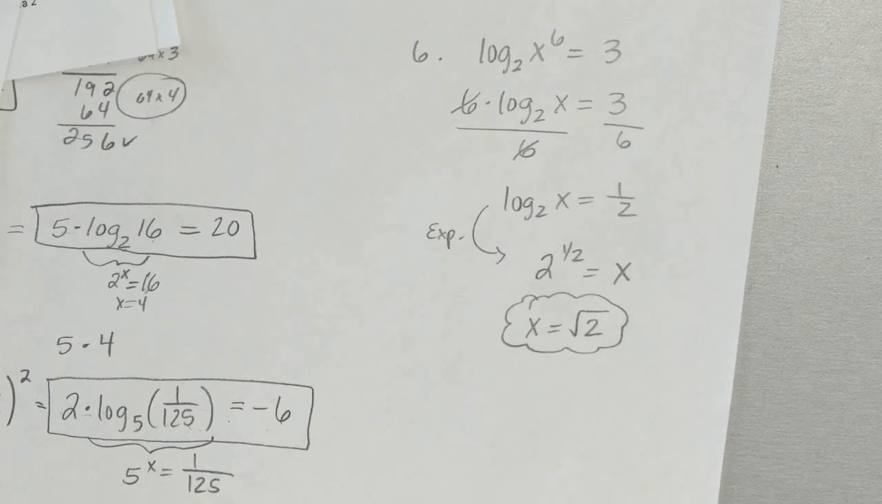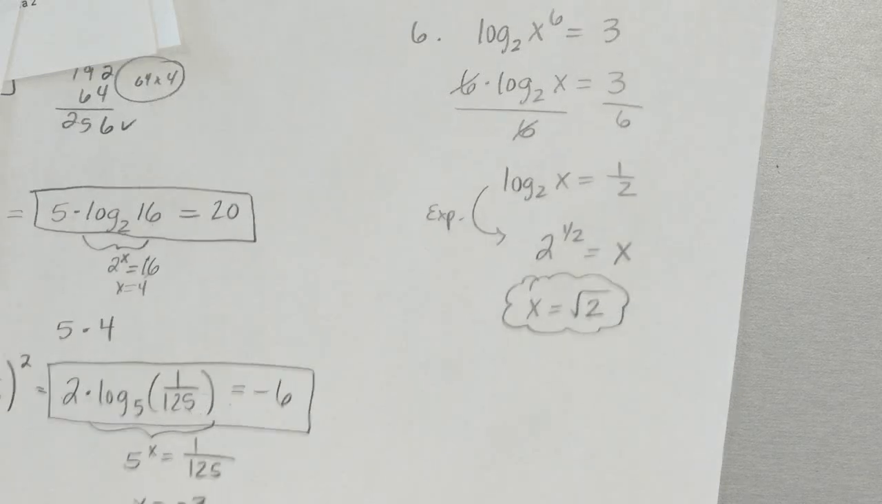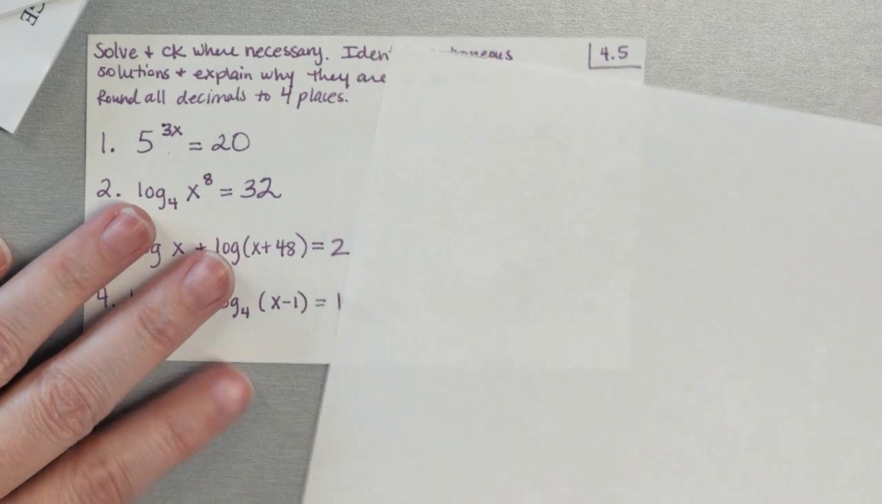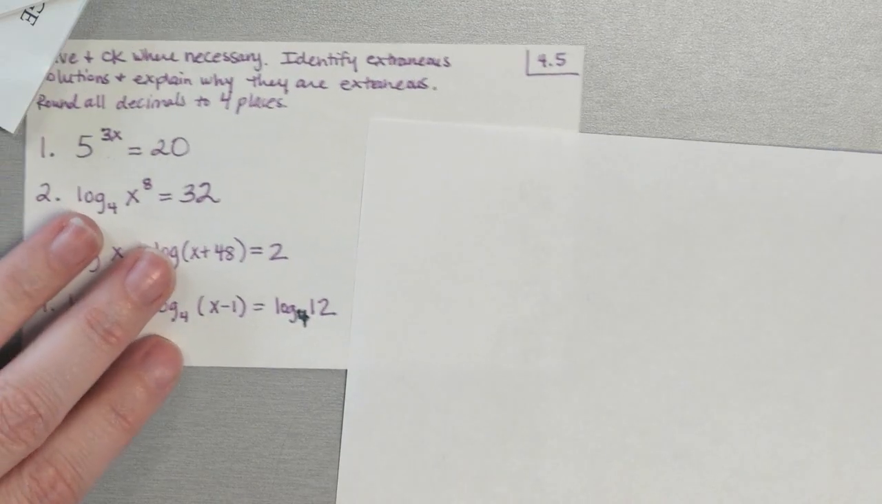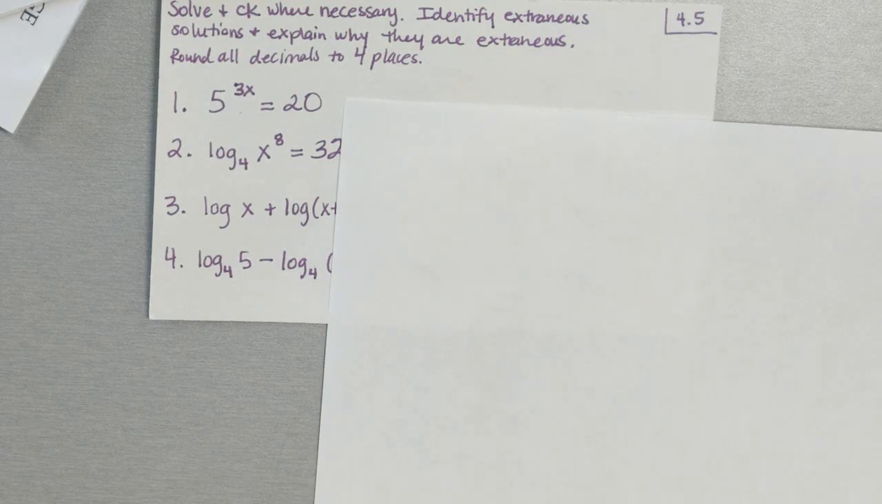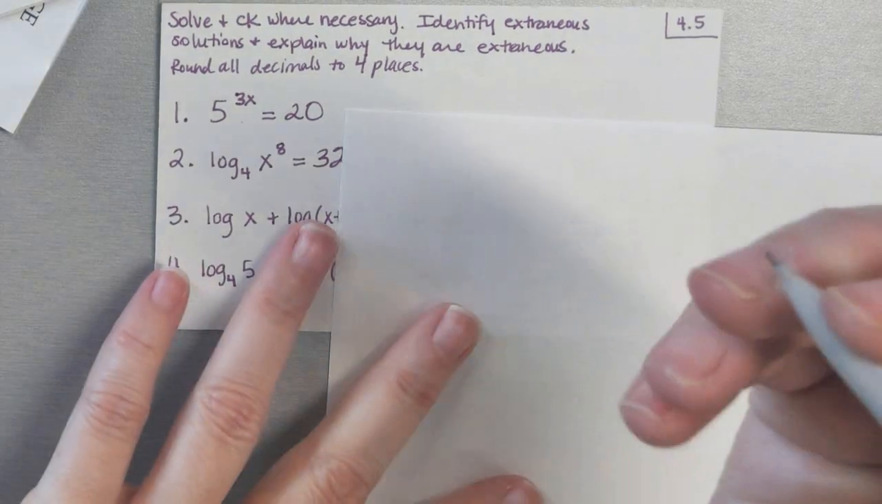Okay, great. Now let's see how 4.5 went. How did that go? 4.5? Need some work there? Okay, so this says to solve and check where necessary. When you are checking, the only one where I have to see the check is when you have more than one solution. If you don't have more than one solution, you don't have to write the check out. But if you do have 2 solutions or more, you have to write the check out for both of them.